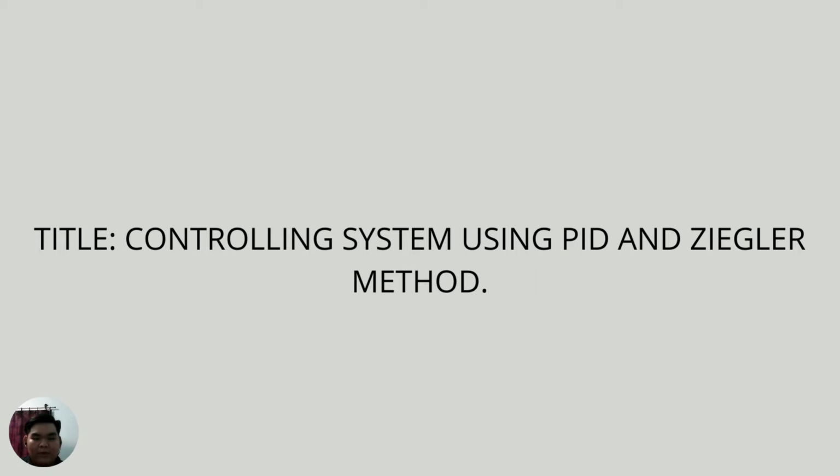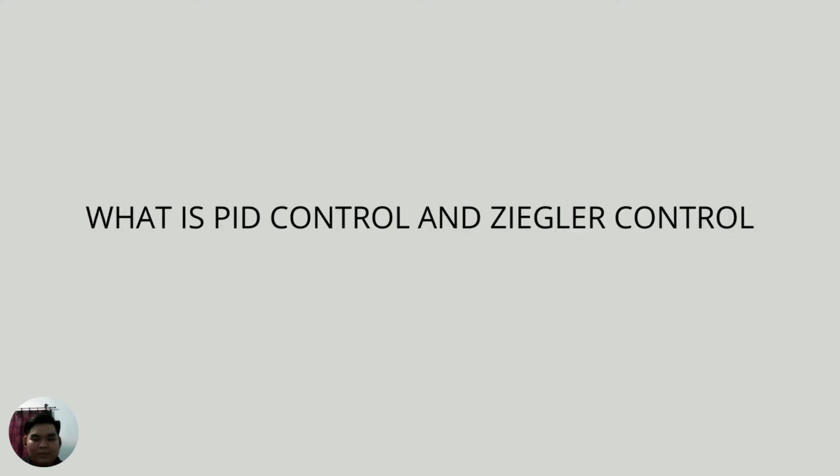Okay, the title of our assignment is controlling system using PID and Ziegler method. By using PID and Ziegler method control, we can control the desirable output of an unstable system. What is PID controller and Ziegler controller?